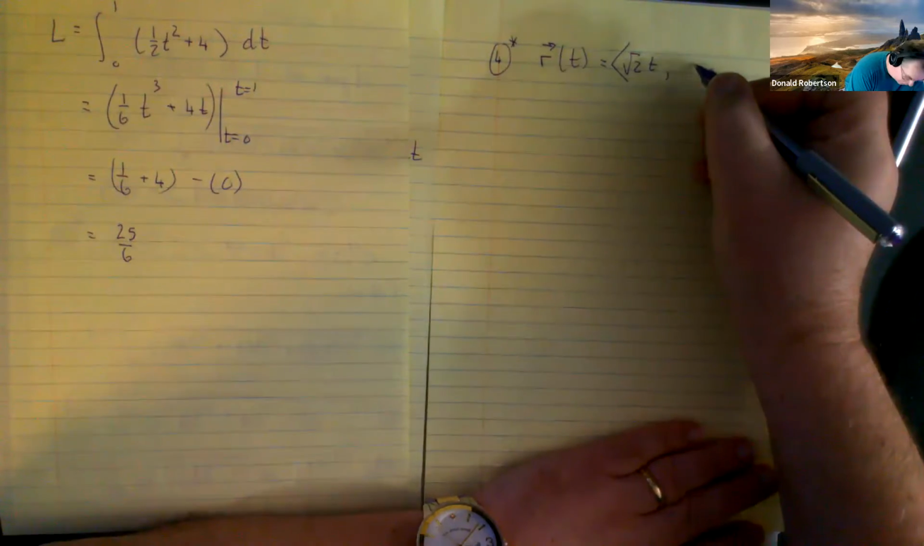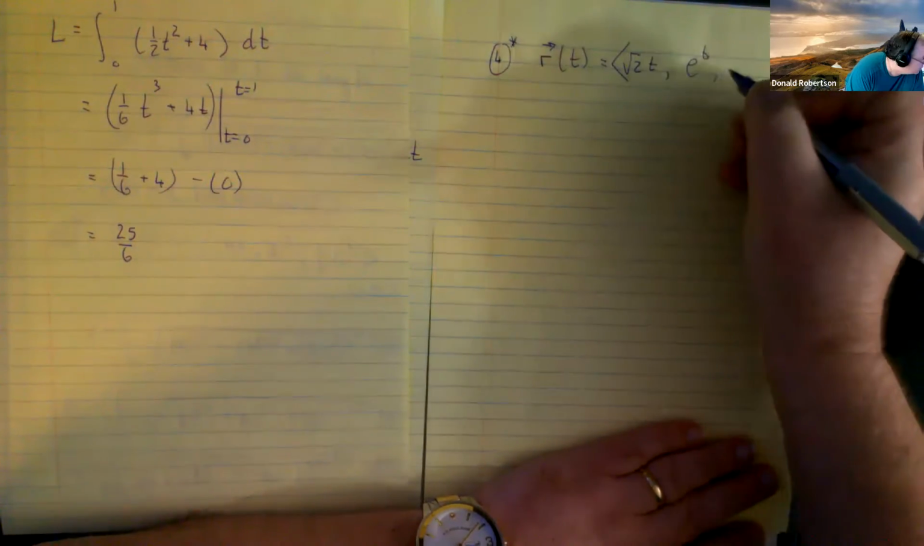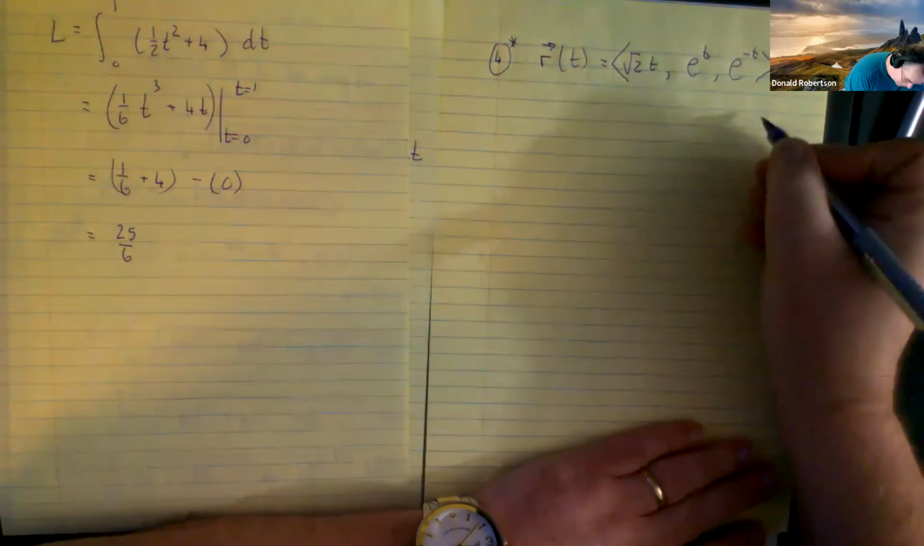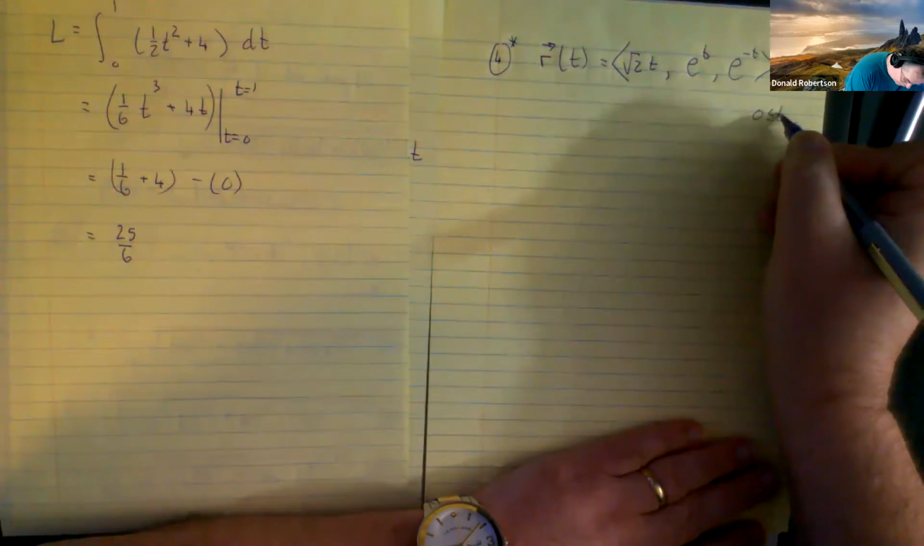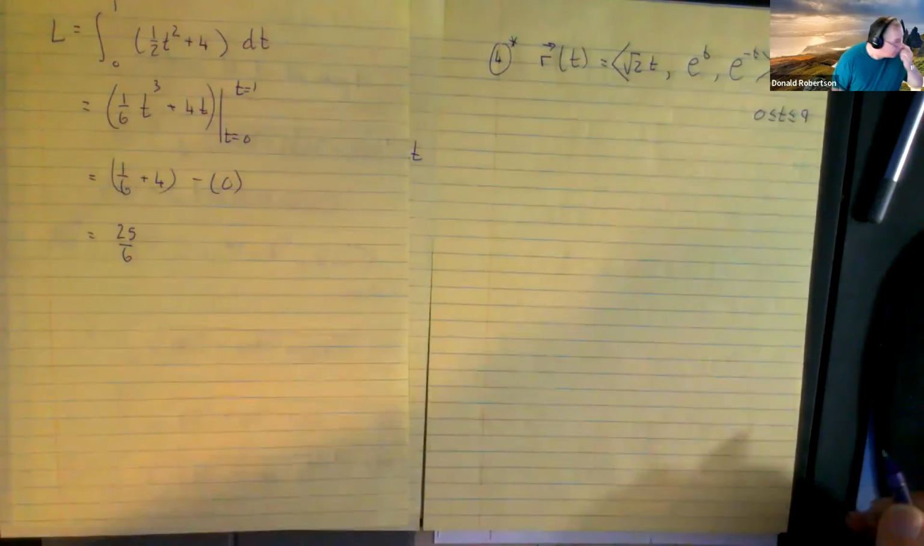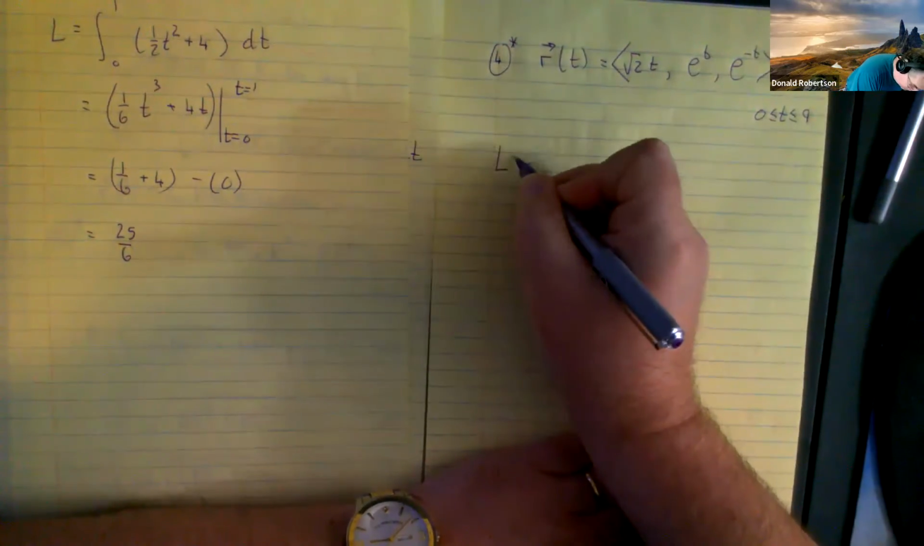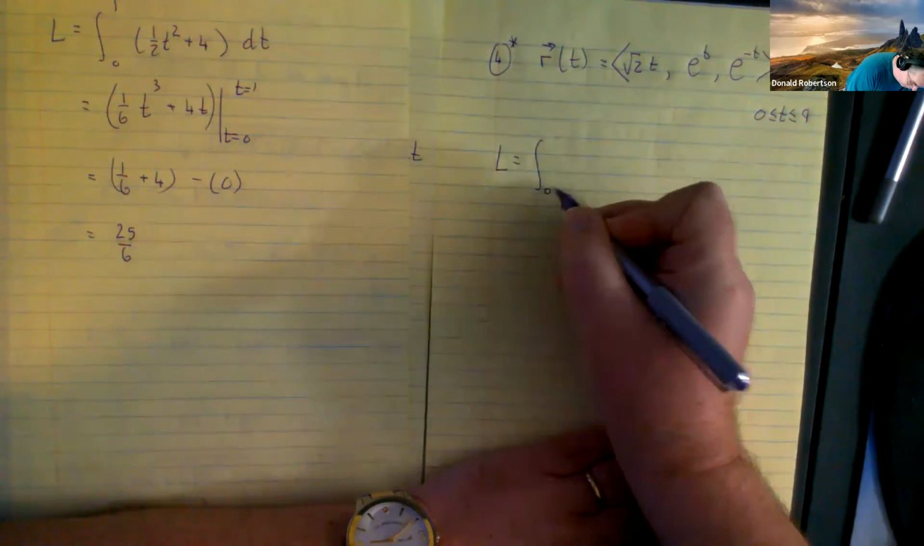This one's in terms of i, j's, and k's, but I'm not doing that. I'm doing it that way because it's easier in my brain. And it's going to go from 0 to 9. Okay. Then the arc length is the integral from 0 to 9.